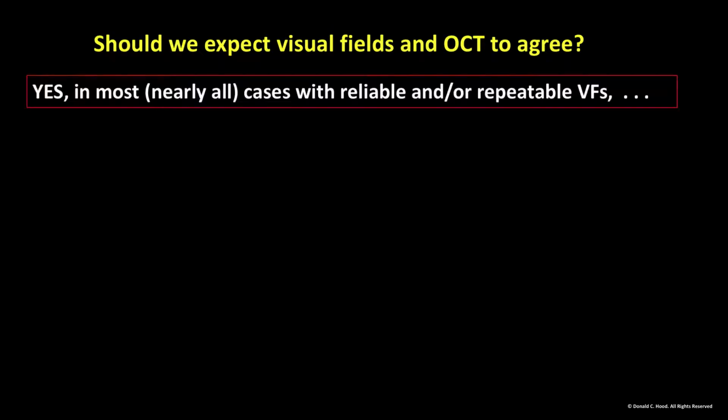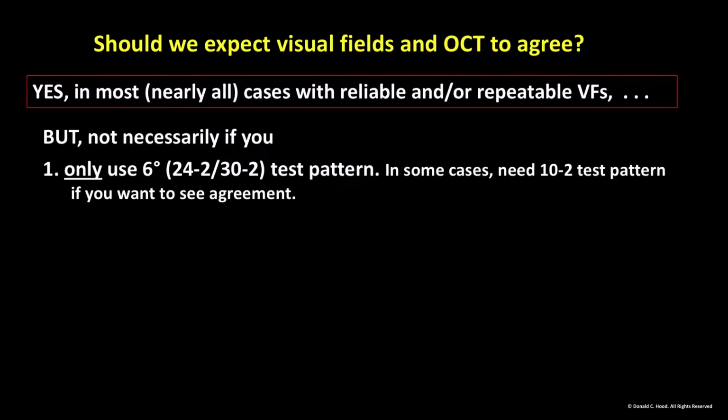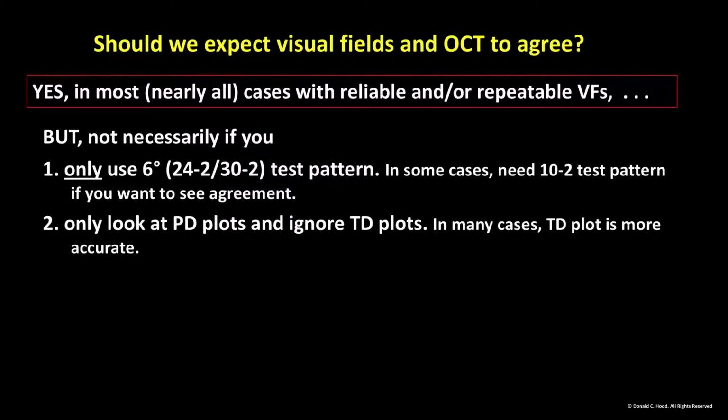Should we expect fields to agree with OCT? The answer is yes in most, maybe nearly all cases, if you have reliable and repeatable visual fields, but not if you only use a 24 or 30-2 test pattern. In some cases, you need a 10-2 test pattern. Or if you only look at pattern deviation plots and ignore total deviation plots, in many cases, total deviation plot is more accurate.